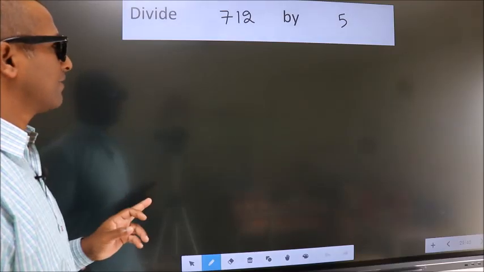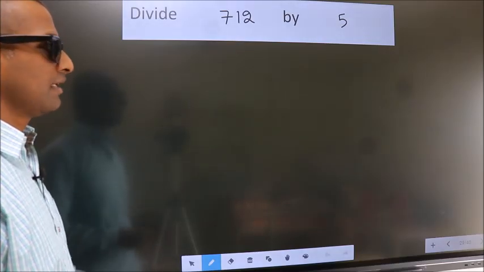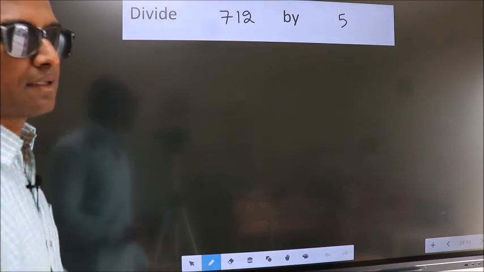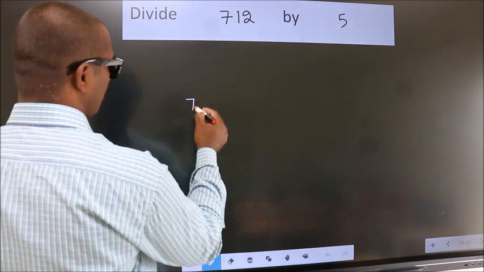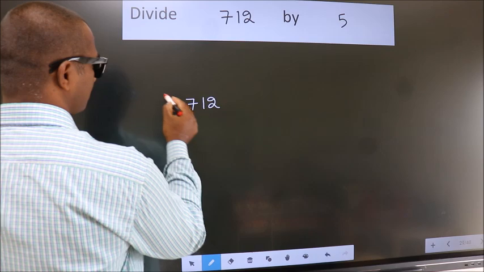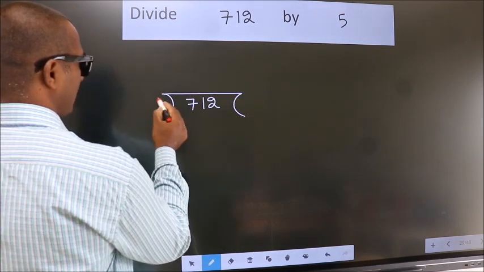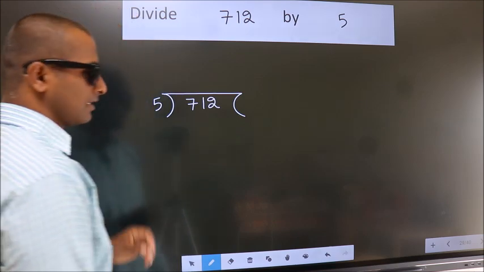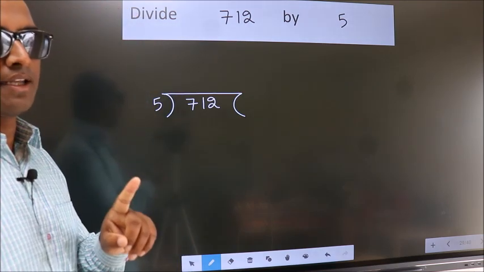Divide 712 by 5. To do this division, we should frame it in this way. 712 here, 5 here. This is your step 1.